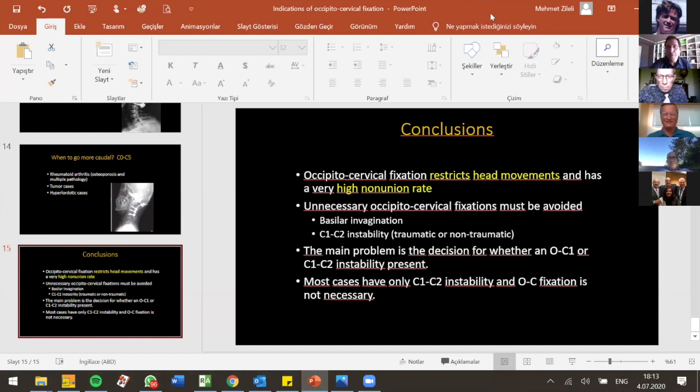Yes, it is good to see that most of the responses are the ones that I wanted to choose. In the first question, the right answer is C, basilar invagination and atlantoaxial subluxation. In those cases, we must not include occiput. This is the main message. Exactly. The second question: non-union is the most common complication of the region. This is true.